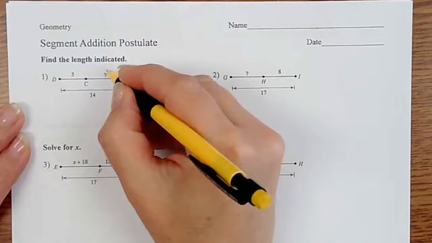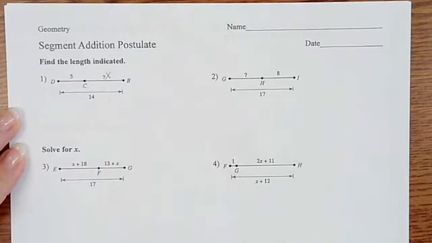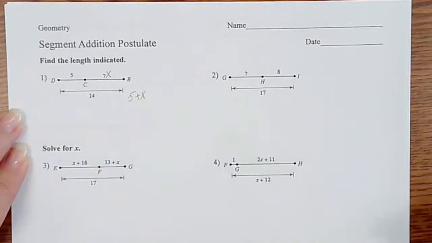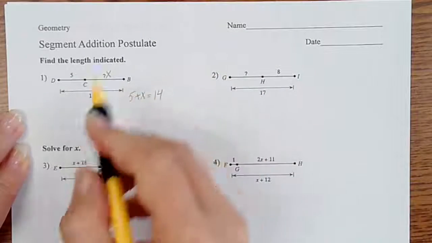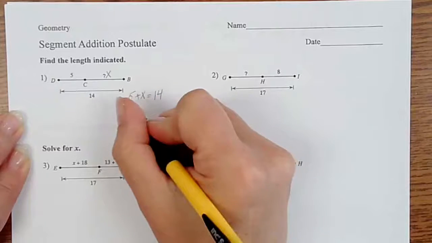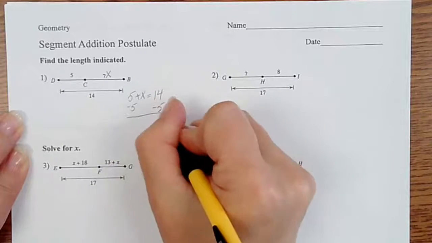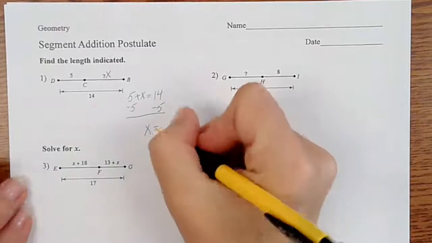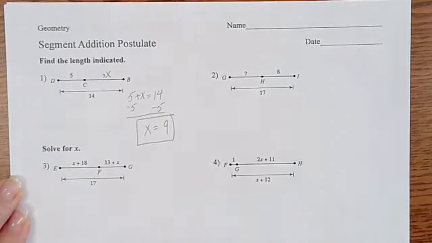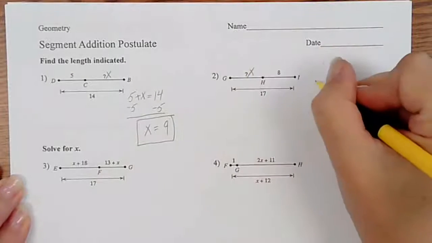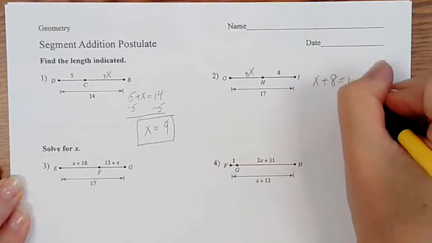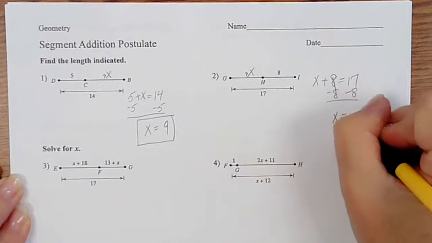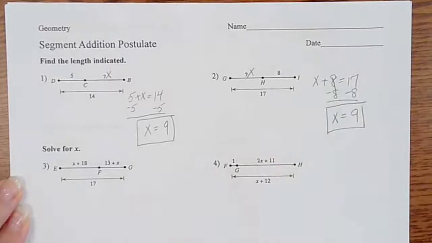So, if these question marks are confusing to you, put little x's in their place, and this will be 5 plus x is equal to 14, right? The left and right piece is equal to the whole minus 5, and x is equal to 9. Number 2, make that an x if you'd like. X plus 8 is equal to 17 minus 8. X is the number of the day. X is equal to 9 again.